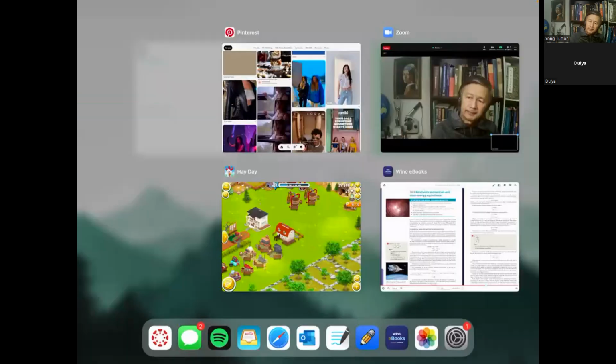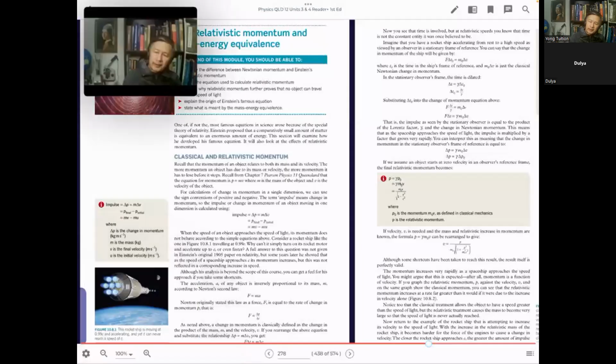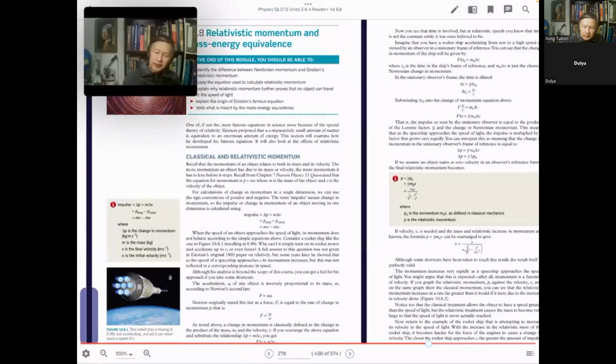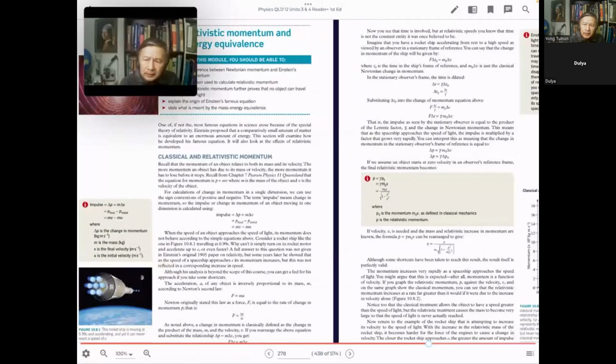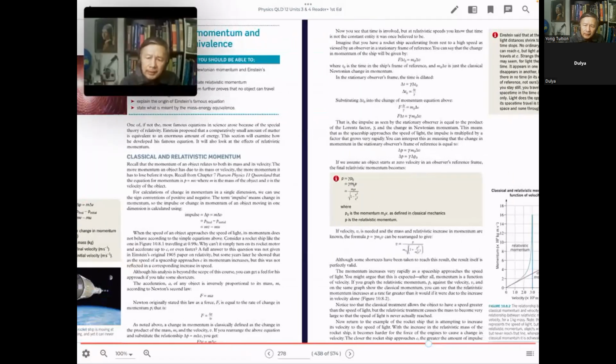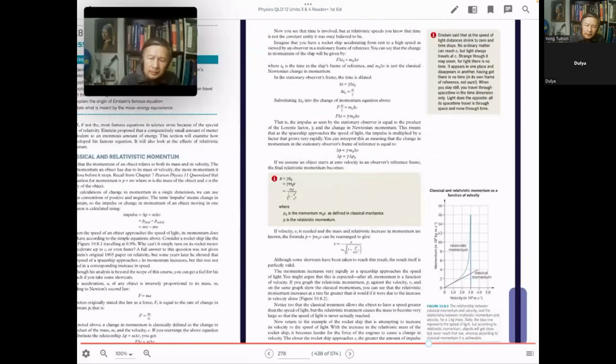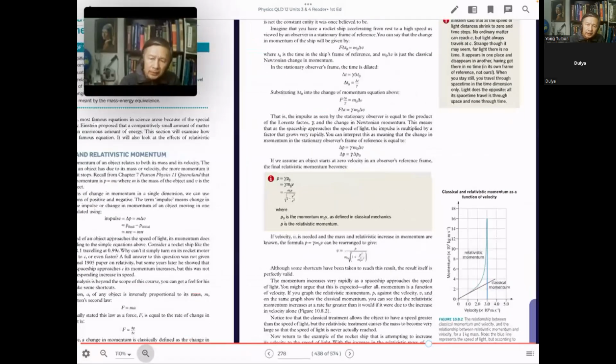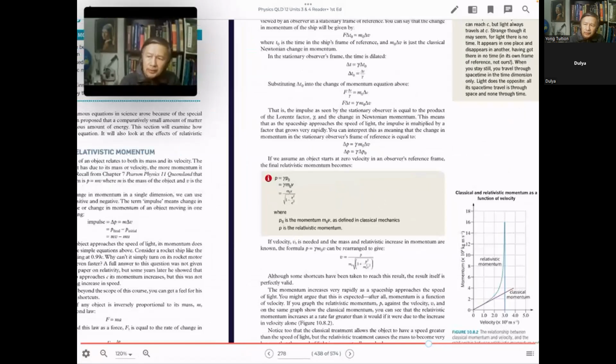The book I used before just teaches students the basics. Relativistic momentum, yes. Okay, can you enlarge this part? I'm trying to say they use Newton's law. It's too small for you to read.